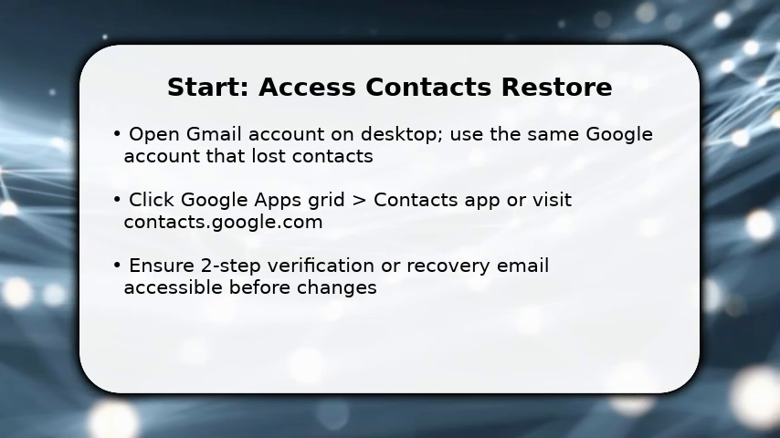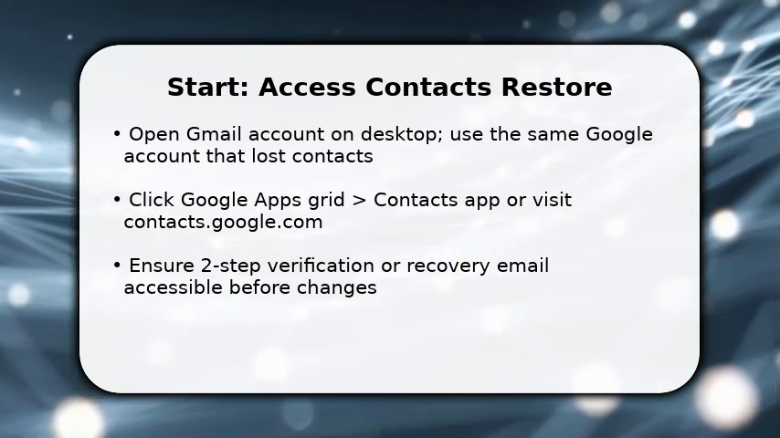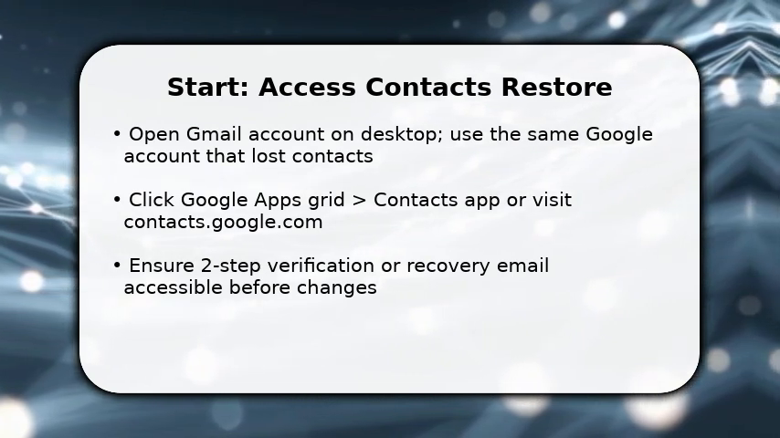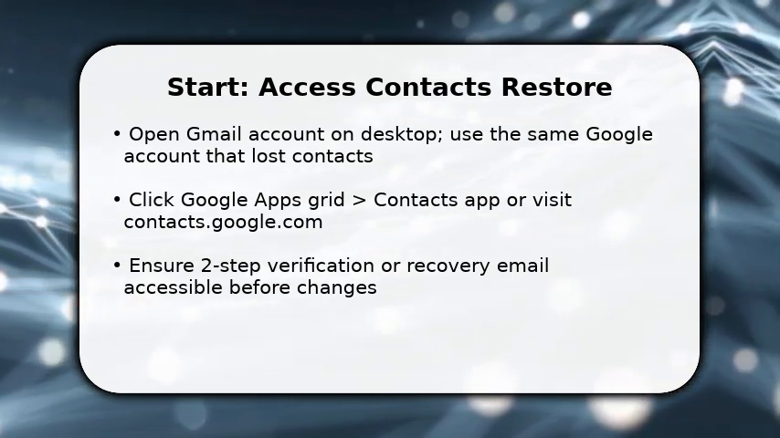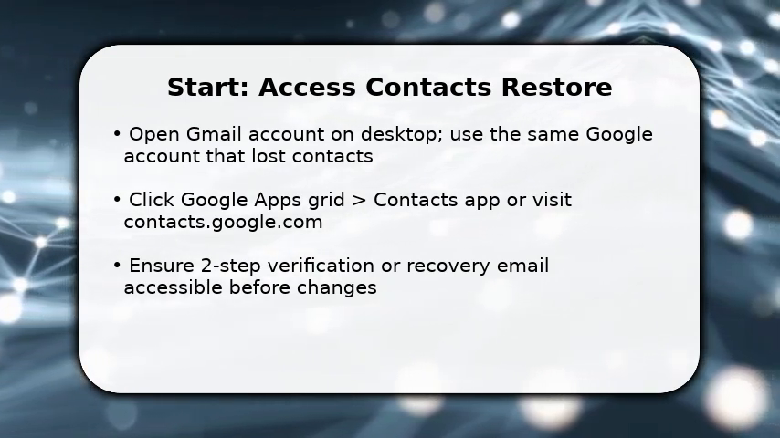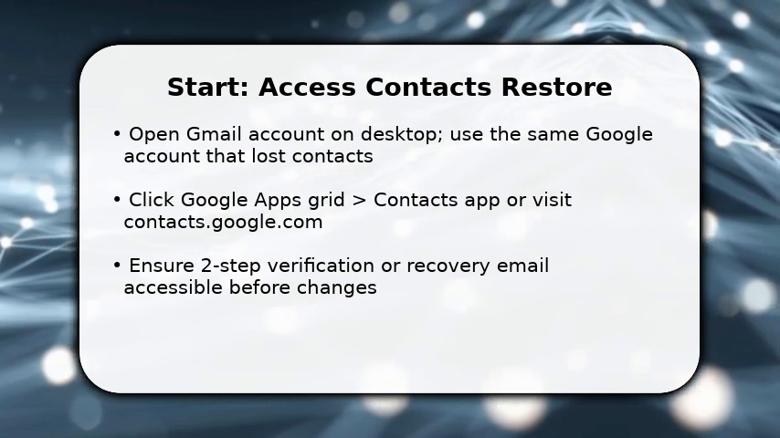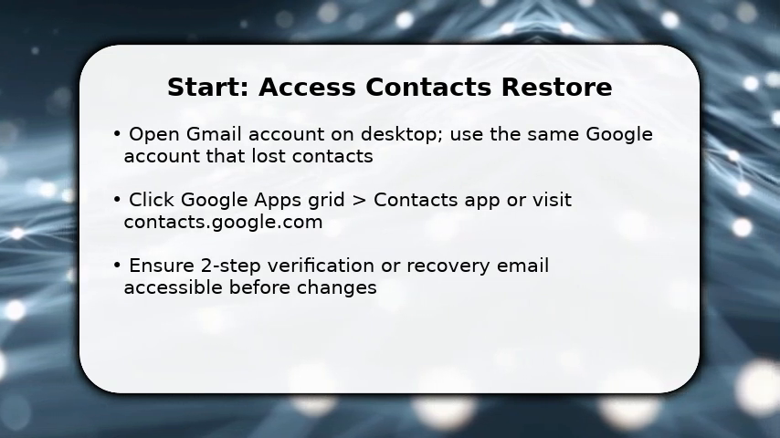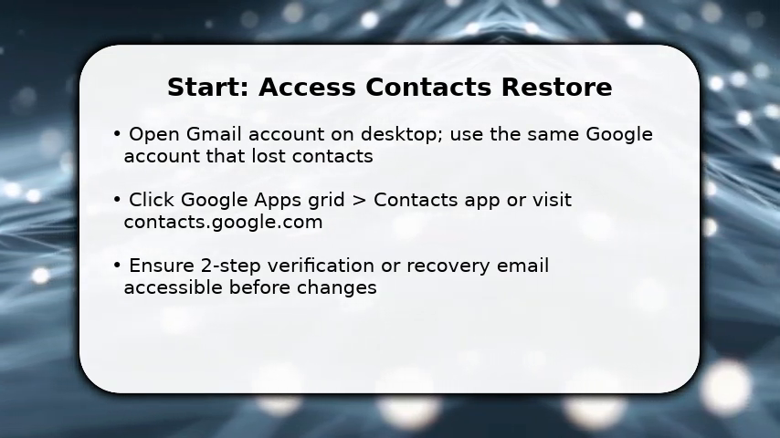You start by opening your Gmail account and switching to Google Contacts. This is where restores happen. Once there, confirm you're signed into the exact account that lost contacts and that account security is intact, because restores affect that account only. Next, open the Settings menu inside Contacts and look for Undo Changes or Restore Contacts.